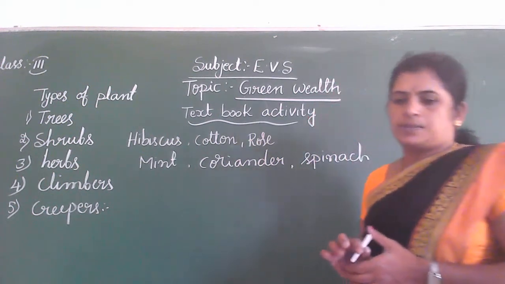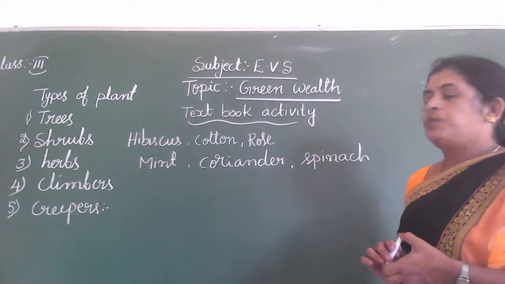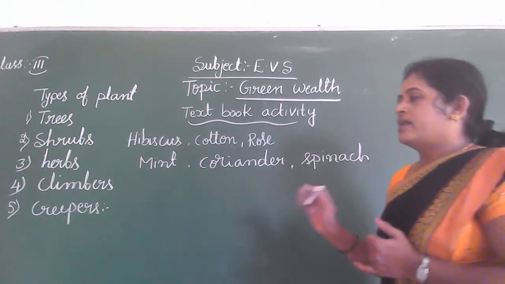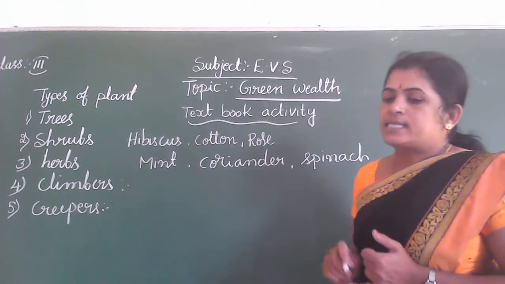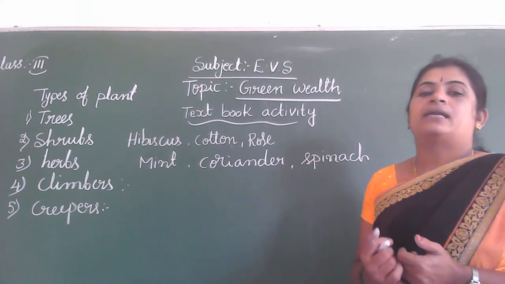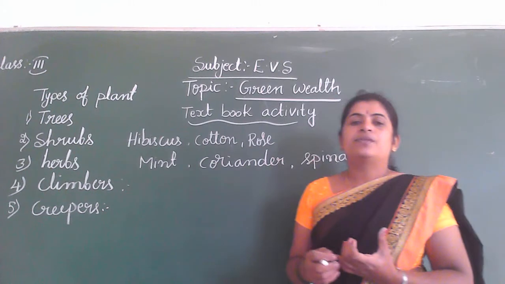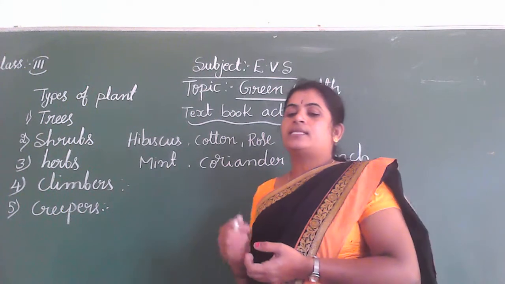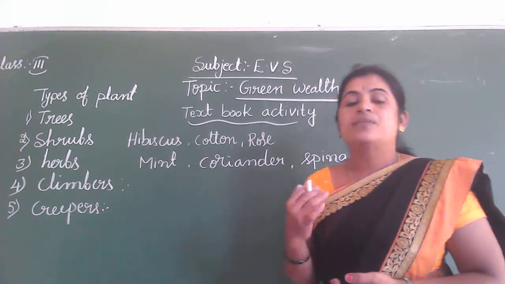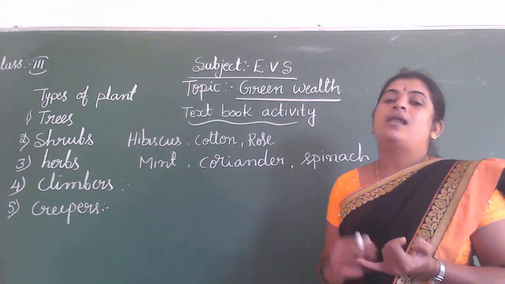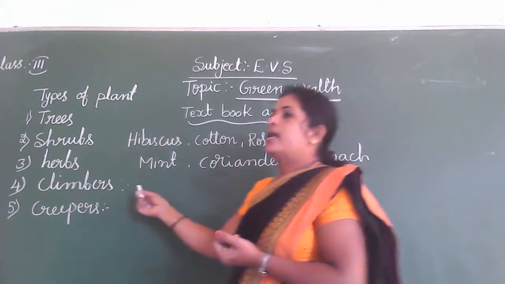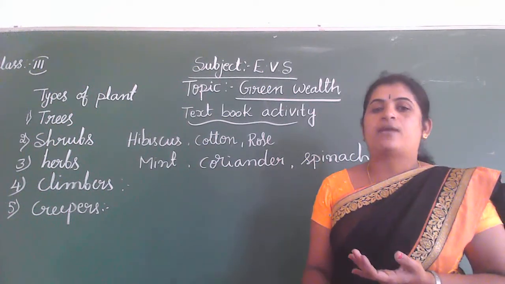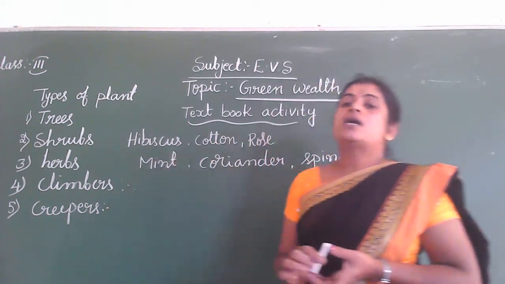Next, climber. What do you mean by climber? The plants which have weak stems and need support to stand. Some plants need support like a wall or stick to stand. These plants are known as the climbers. They have weak stems. These types of plants are called the climbers.